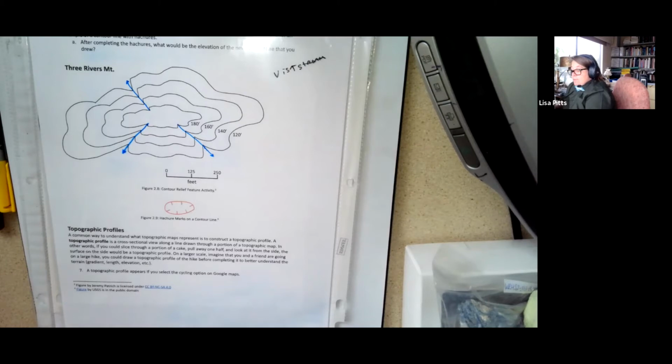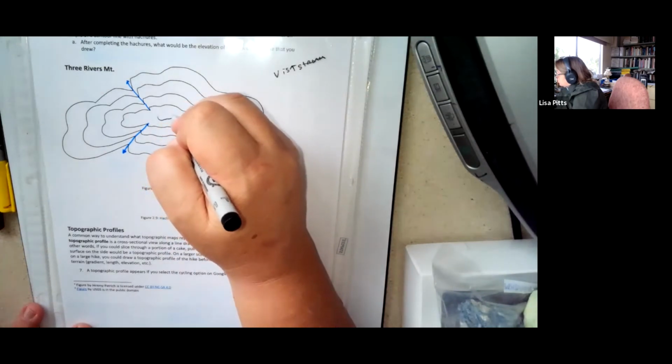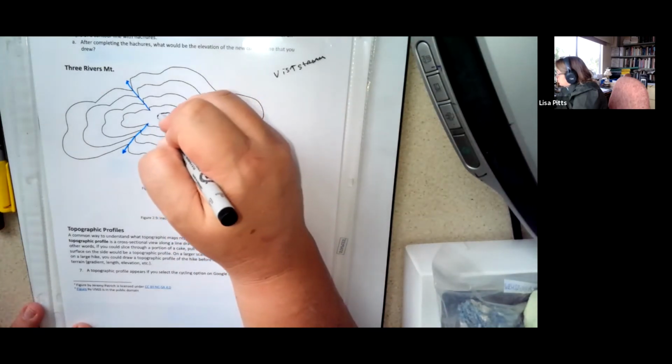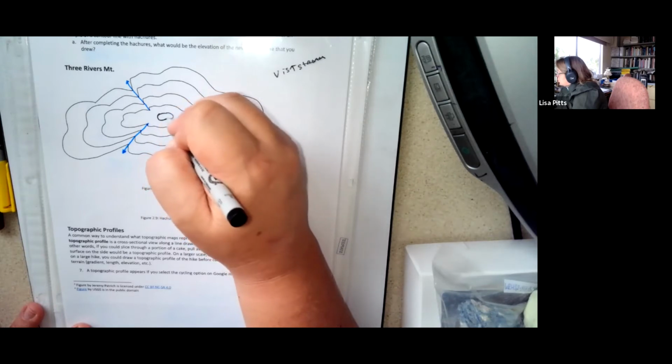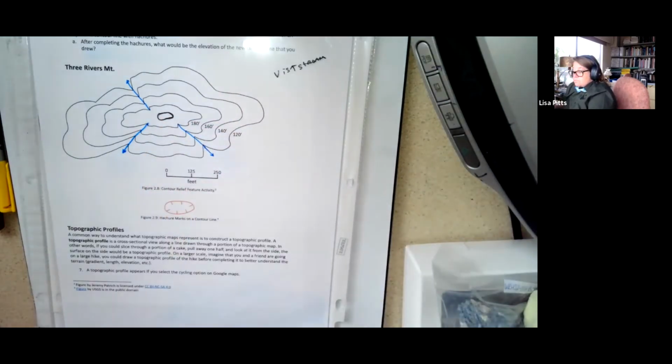On the top of the mountain, draw a smaller contour line using a pencil to replicate the bottom of the lake. So we're going to say this is our lake. And we know that the lake must be deeper than the 180-foot contour. Otherwise, it wouldn't be a lake. It would be a mesa or something.